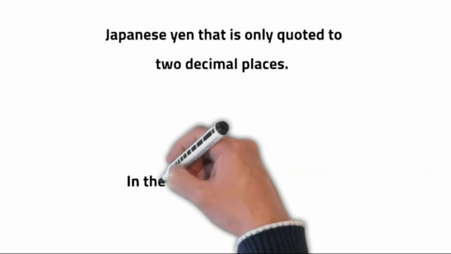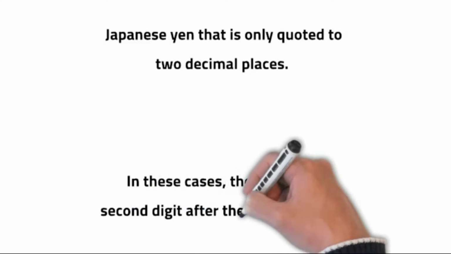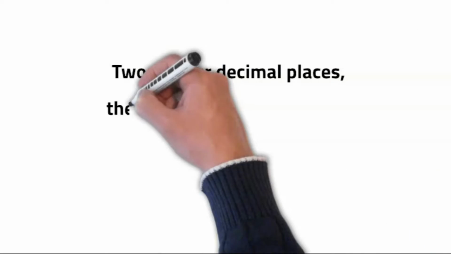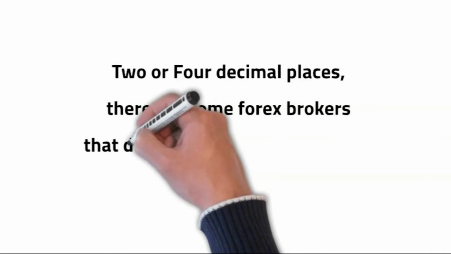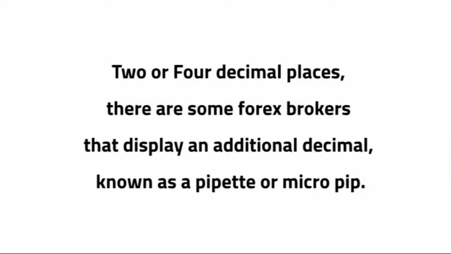I don't want to confuse you, but there are some exceptions, such as the Japanese yen that is only quoted to 2 decimal places. In these cases, the pip is the second digit after the decimal point. Although most Forex pairs will be quoted to 2 or 4 decimal places, there are some Forex brokers that display an additional decimal, known as a pipette or micro pip.